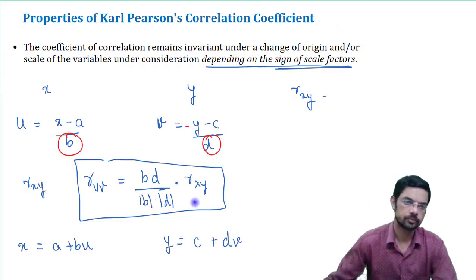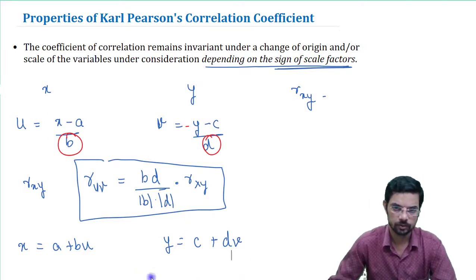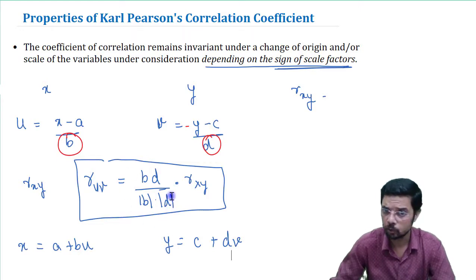Now we can modify this thing in a different way. We can understand this thing and write it in a different way. As we said, the value of bd divided by mod b into mod d could be either positive one or negative one, right?